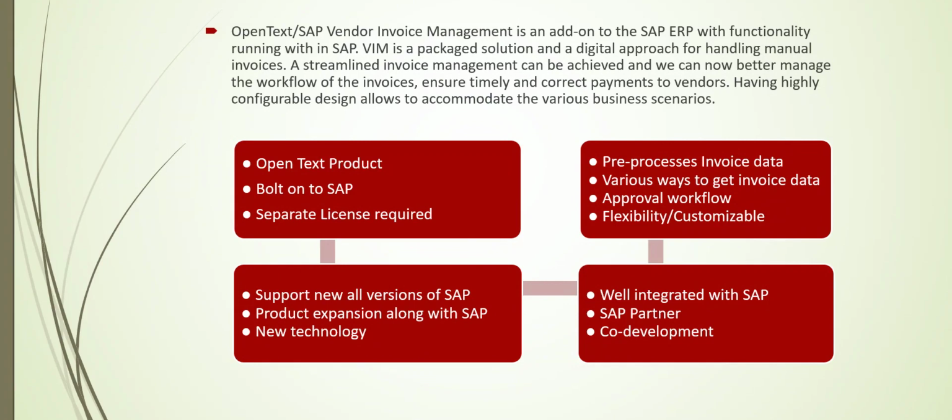So for having Vim, you need to have a base of SAP. Any version of SAP will work with it, and there are different versions of Vim available according to your requirement or which suits your SAP version. When I say your, it could be your organization or your clients' organizations. Since it is a different product from OpenText, it needs a separate license. It is not bundled along with SAP. You have to procure a separate license for OpenText Vim.